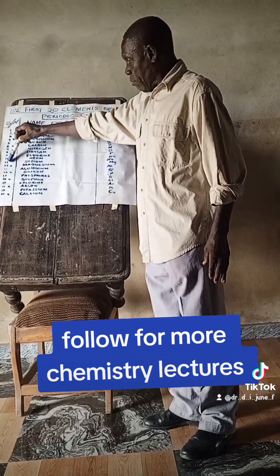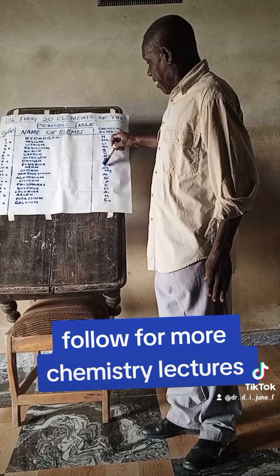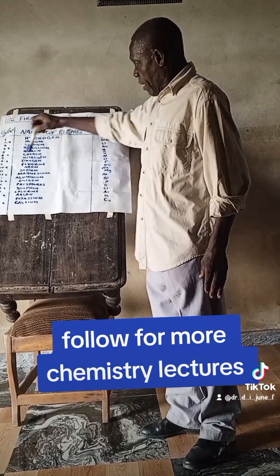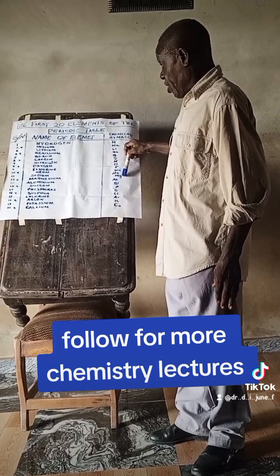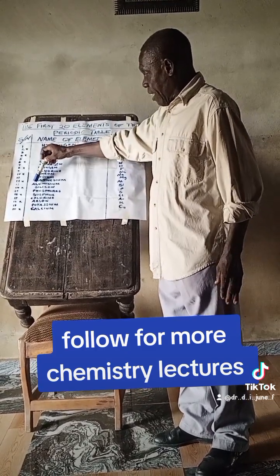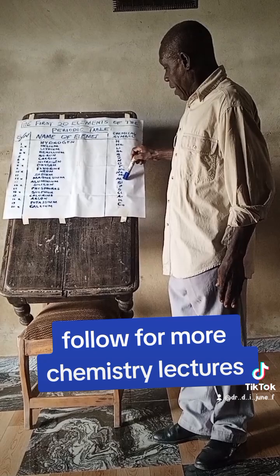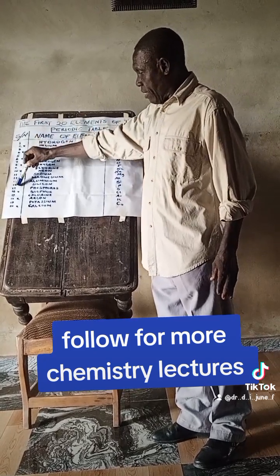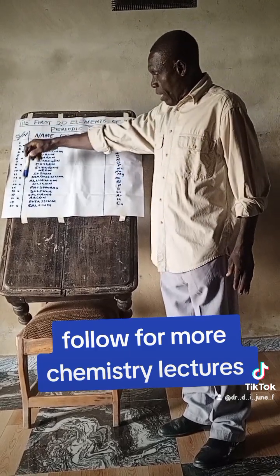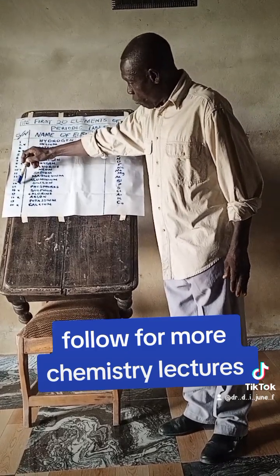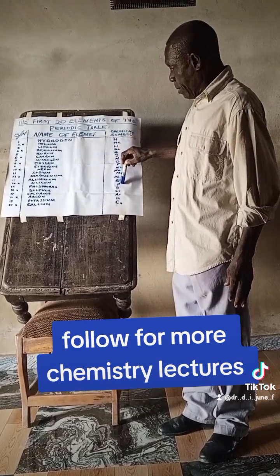Then we have number 11, sodium. The chemical symbol is capital N, small a, Na. Then we have number 12, magnesium, capital M, small g. And we have aluminium, the 13th element. We have capital A, small l. Number 14 is silicon, capital S, small i. Number 15, we have phosphorus. The symbol there is P, capital P.